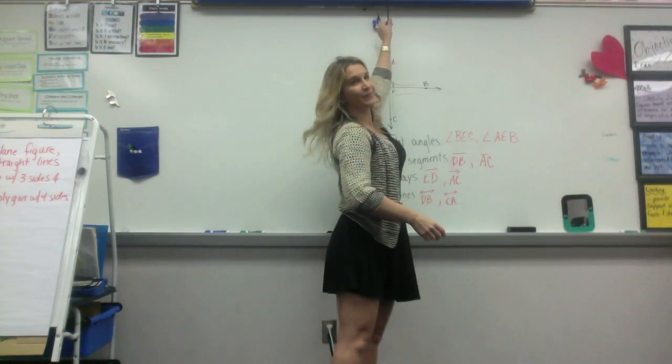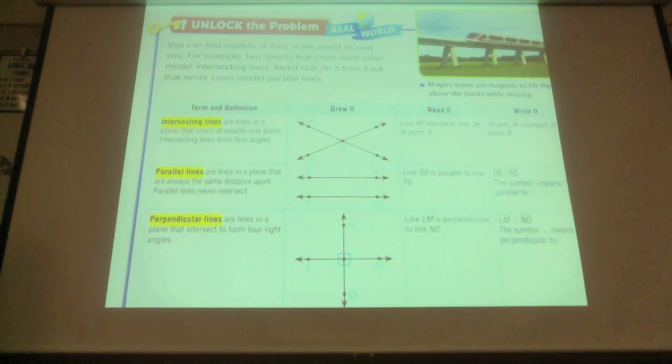All right, we're in 10-3 today. Go ahead and turn to it. You can find models of lines in the world around you. For example, two streets that cross each other model intersecting lines. Metal rails on a track that never cross model parallel lines. Now let's talk about intersecting lines that are a road. Raise a quiet hand if you can think of one place where two streets come together and they cross, some place where there's a stoplight.